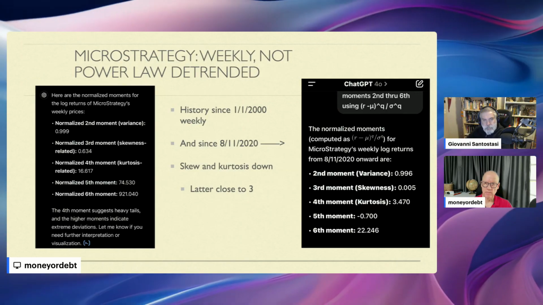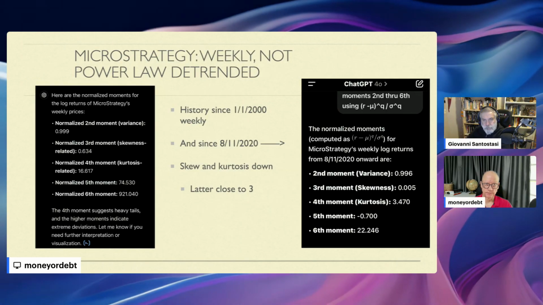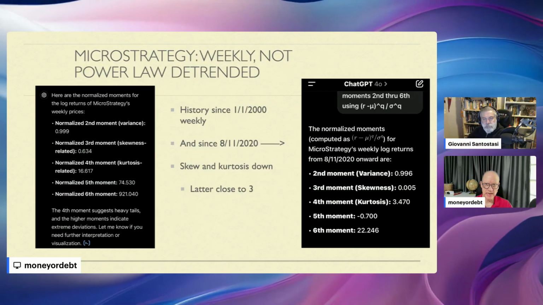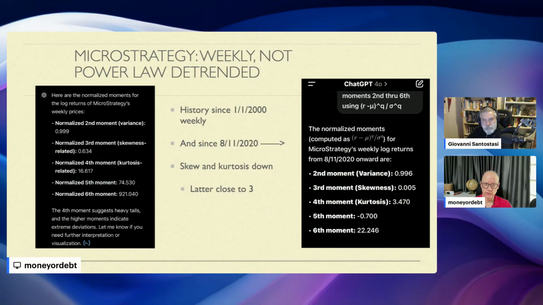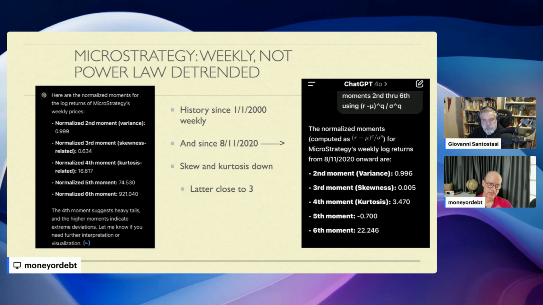Okay, let's now look at MicroStrategy. First, we look at the not power law detrended results. And again, we find very high numbers. The weeklies on the left, the dailies on the right.